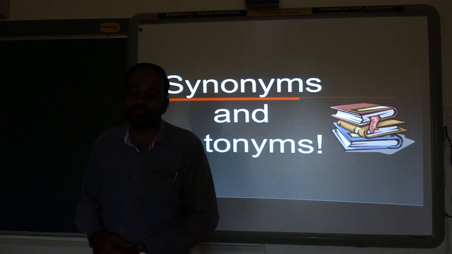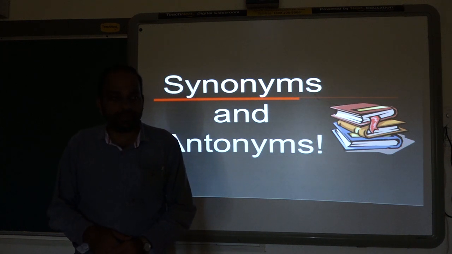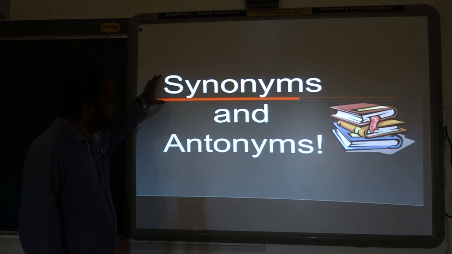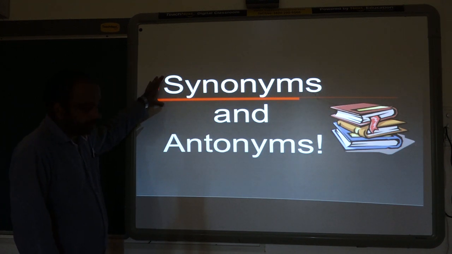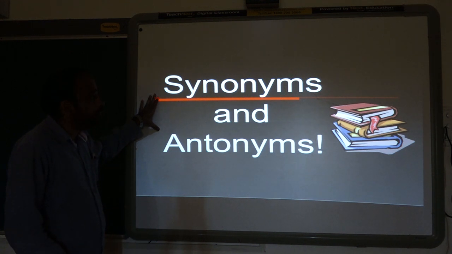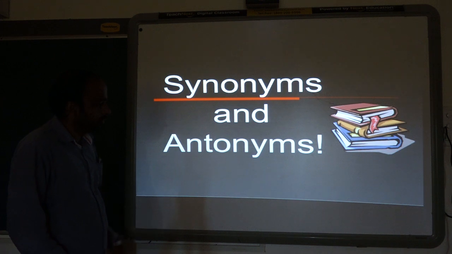You can ask questions to your parents, friends, relatives, and cousins. You have to have a good memory. If you have good word power, you can play this activity very nicely. Synonyms and antonyms.